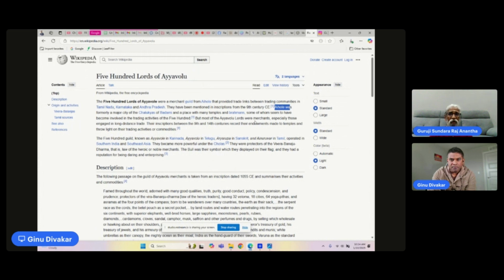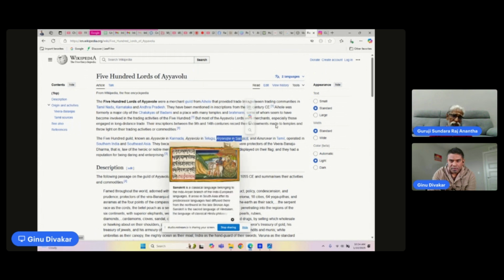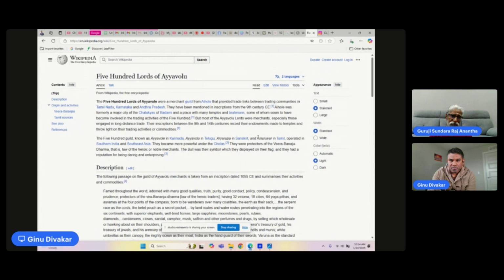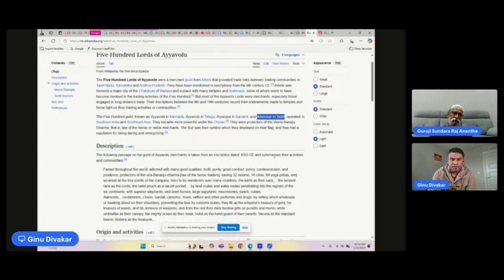So these 500 lords of Ayavole are the chieftains of the 500 Jati groups joined together, who supported the kings of that day for trade. So these were the financiers, the bankers of Hindu society.